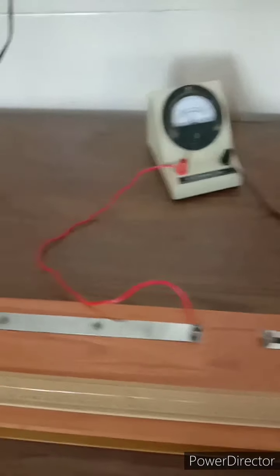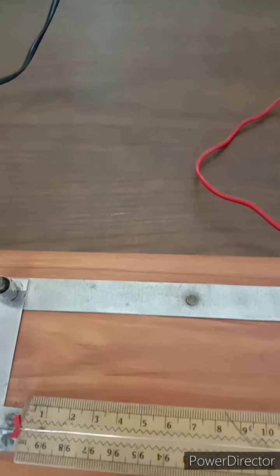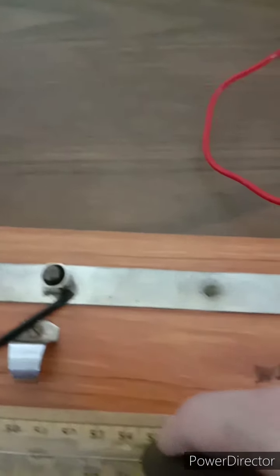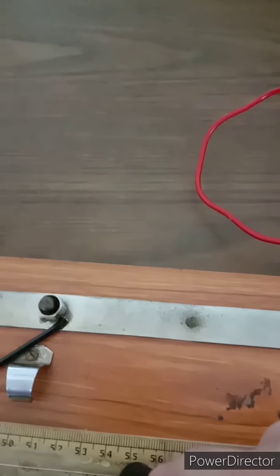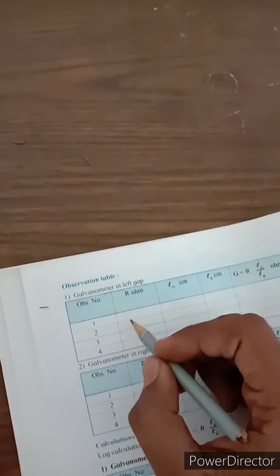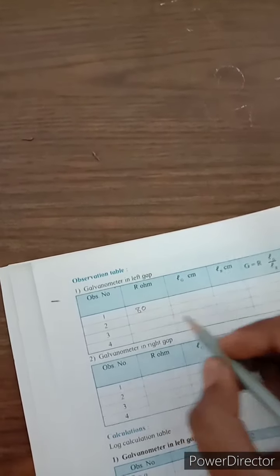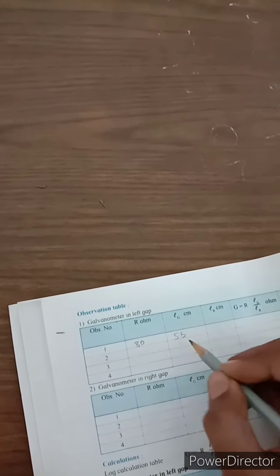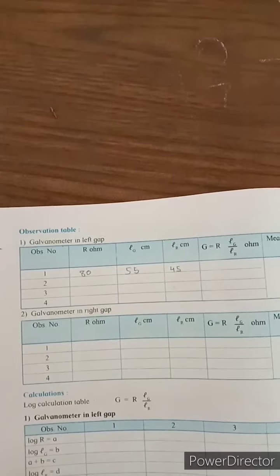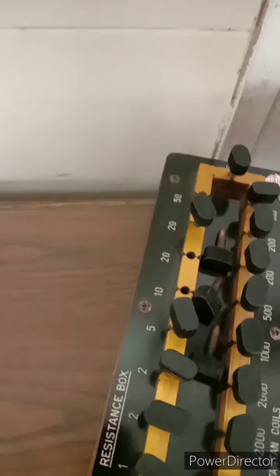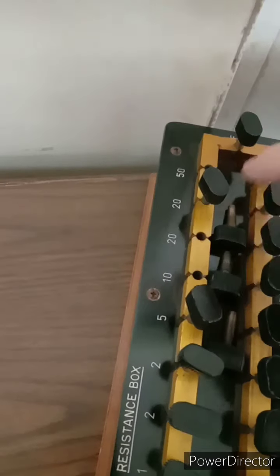As the galvanometer is connected in the left gap, we will consider the zero of the scale from the left, and measure the reading, which comes as 55 centimeter. For 80 ohms, the LG value is 55 and hence the LR value is 45. The summation of LG and LR must be equal to 100.